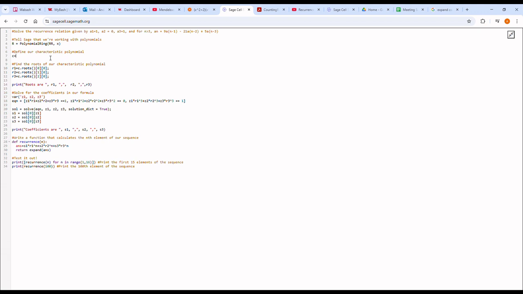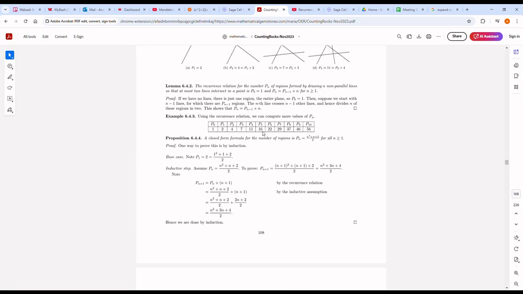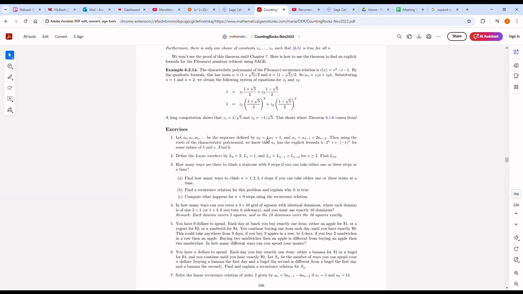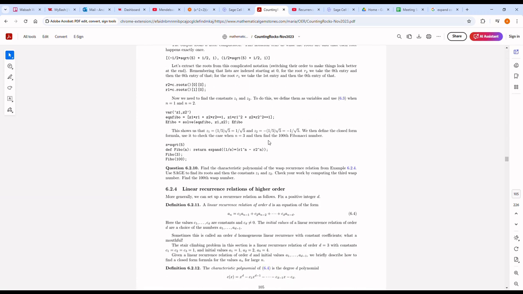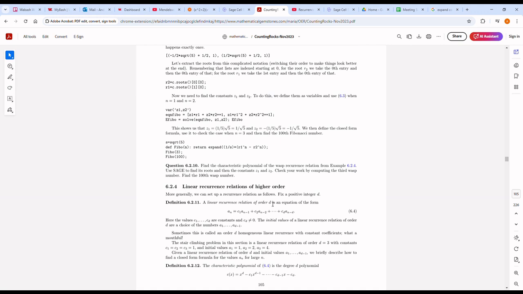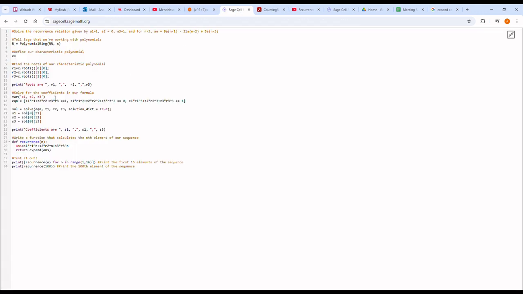This is a third order or third degree, if we look in the text here. Yeah, this is an order 3 linear recurrence. So it's going to be a cubic as our characteristic polynomial. And basically how this works is the first coefficient is always going to be 1. It's always a monic polynomial. The coefficient in front of the highest term is 1.